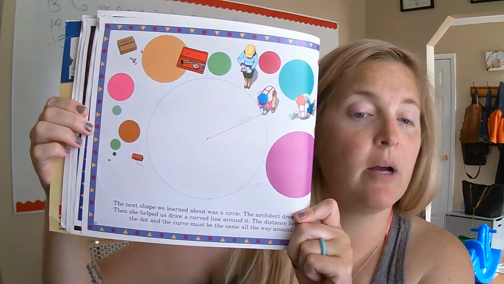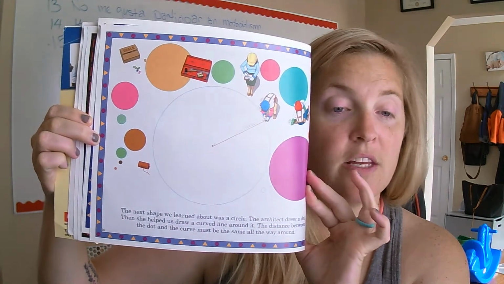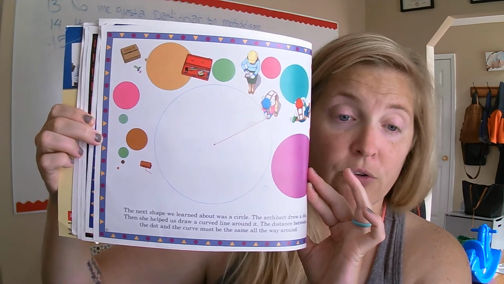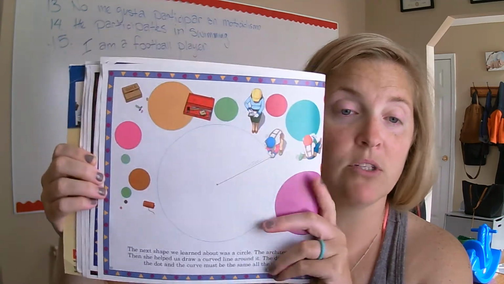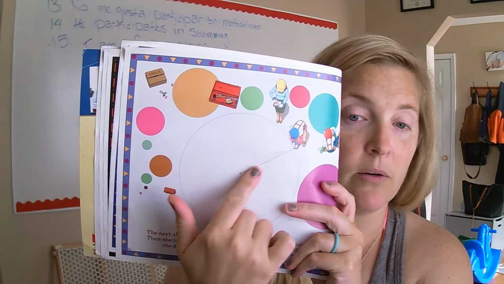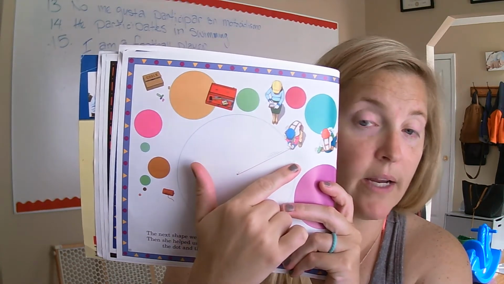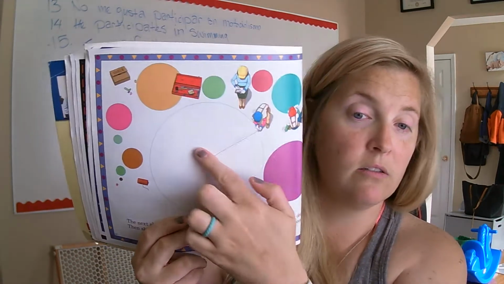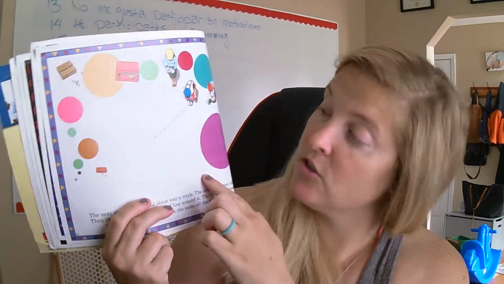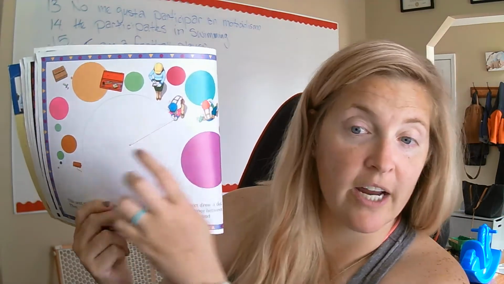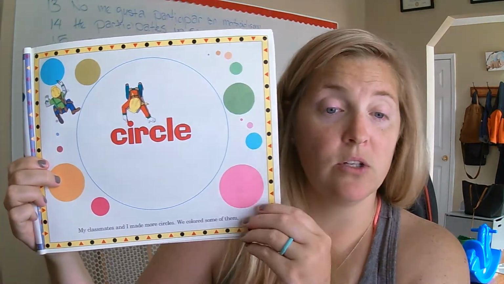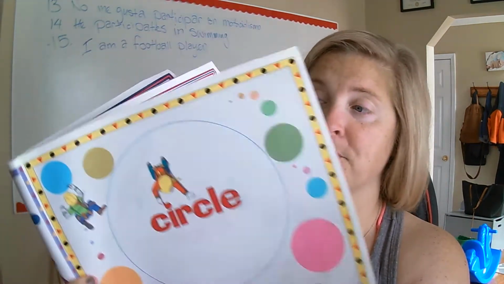The next shape we learned about was a circle. The architect drew a dot, and then she helped us draw a curved line around it. The distance between the dot and the curve must be the same all the way around. So right here that you see, that is the radius, okay? If you went from that edge all the way across, from here to here, that would be your diameter. And we'll learn more of that later, don't worry, okay? My classmates and I made more circles. We colored some of them.